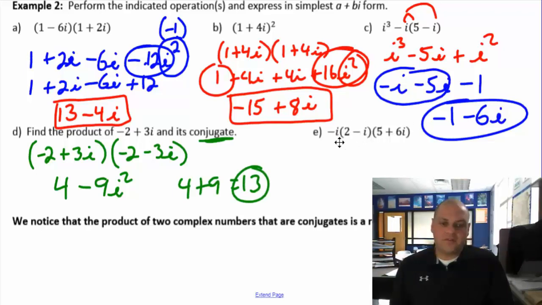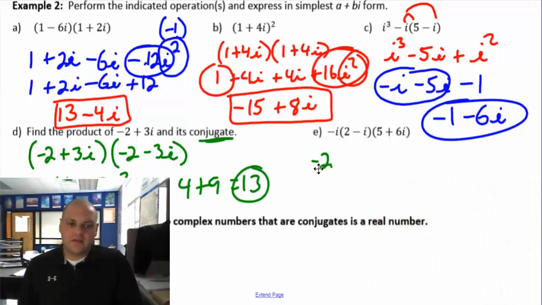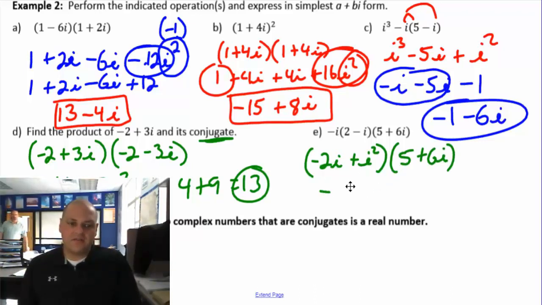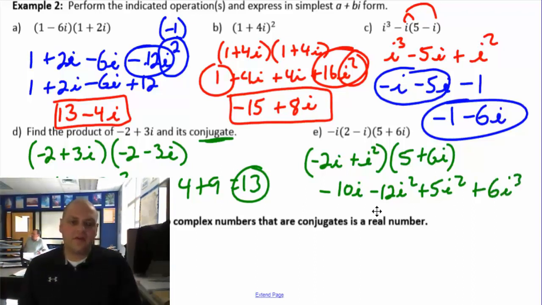Here we have to distribute this negative i through here. Negative 2i plus i squared times 5 plus 6i. And then we're going to do negative 2i times 5, which is negative 10i, minus 12i squared plus 5i squared plus 6i to the third. All right, so we have negative 10i minus 7i squared plus 6i to the third.